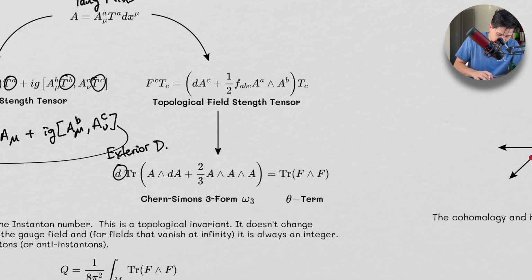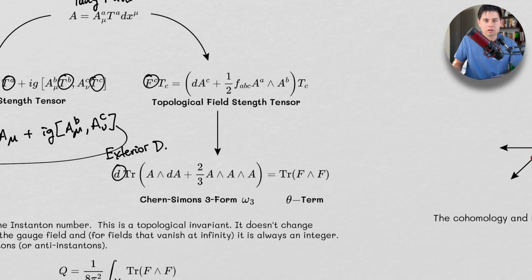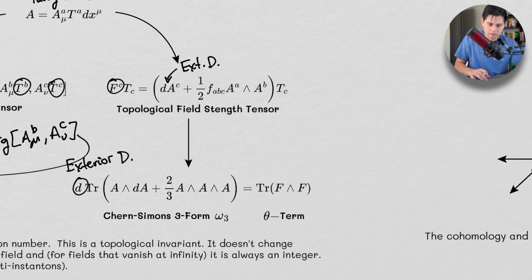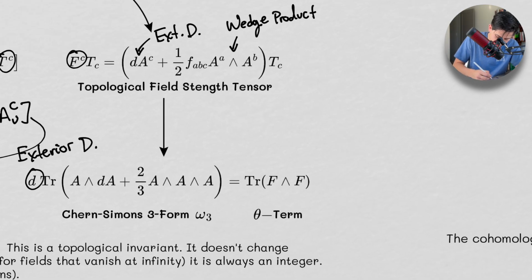On the other hand, we were also able to write a topological version of our field strength tensor. That topological version was the exterior derivative of our potential. So we had the exterior derivative again, and the wedge product of the field with itself. This is the wedge product. This comes from geometric algebra.